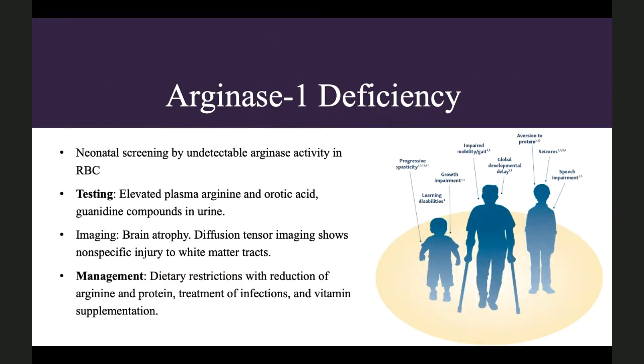And when tested at neonatal stage, we see an undetectable arginase activity in RBCs. There's also elevated plasma arginine and orotic acid and guanidine compounds in the urine. As far as imaging goes, it's mostly nonspecific with brain atrophy, but diffusion tensor imaging can show a nonspecific injury to the white matter tracts as well. Management consists of dietary restriction with reduction of protein and arginine, with treatment of infections and vitamin supplementation.